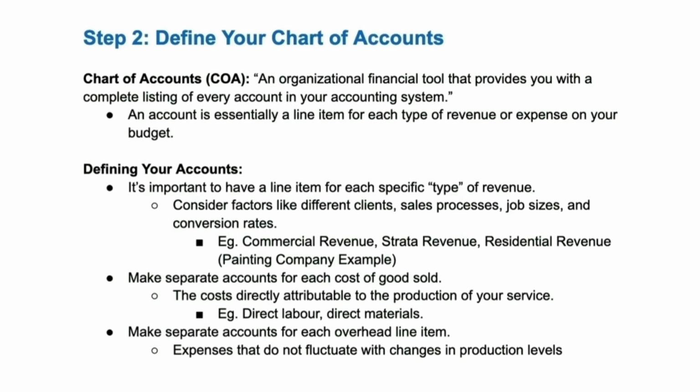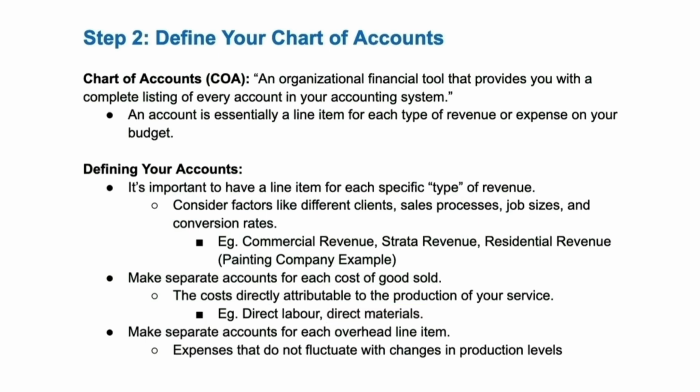And then you can go on to make separate accounts for each cost of goods sold. Cost of goods sold are the costs directly attributed to the production of your service. The most common are going to be direct labor and direct materials. Direct labor includes any employee or contractor work that's directly contributing to the production of a product or the delivery of a service. Then we have direct materials, so any materials or supplies that are used in the production of a product or delivery of a service.